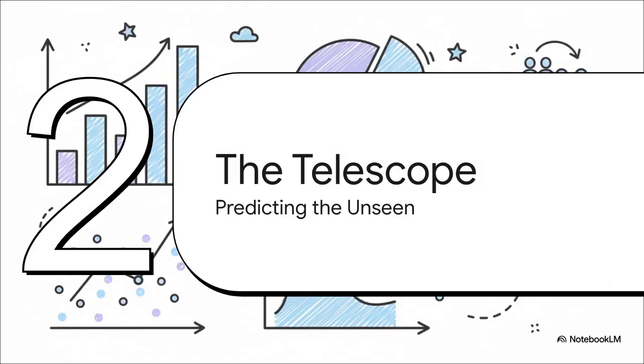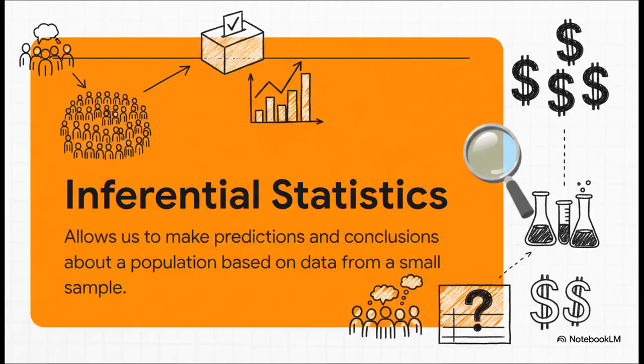All right, let's put the magnifying glass down for a minute. It's time to pick up our telescope. We're about to shift from describing what we have to making smart predictions about what we don't have. And that is the world of inferential statistics. The whole point of inferential statistics is to take a small, manageable sample of data and use it to draw conclusions about a much, much bigger group.